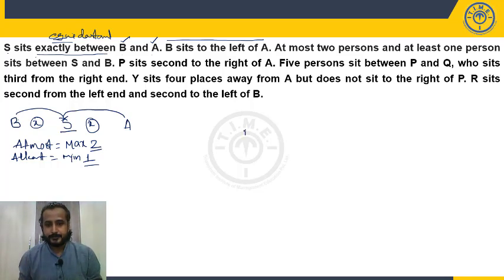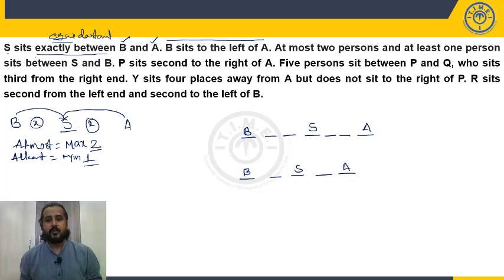B, 2 gaps, S, 2 gaps, A, because S should be exactly between B and A. So minimum 1, maximum 2 between B and S. So that is one case. What is the other case? B, 1 gap, S, 1 gap, A. So how many arrangements do we have? 2 arrangements. Now, till here the complete information is utilized, and we have 2 cases.